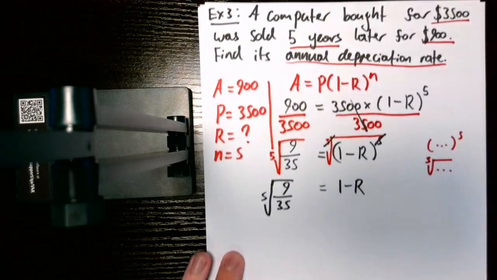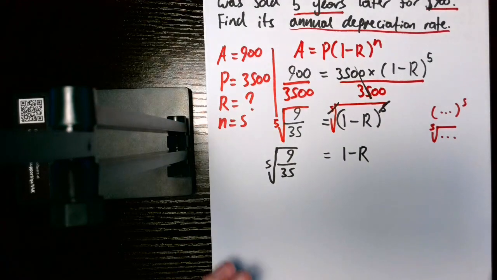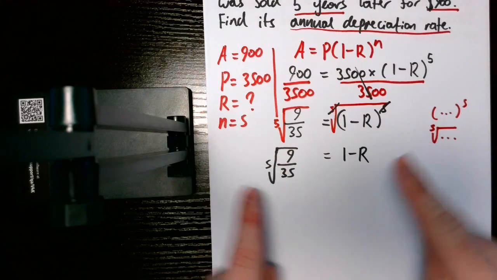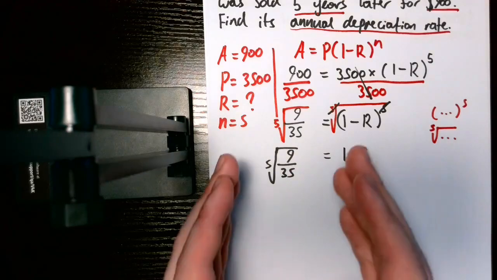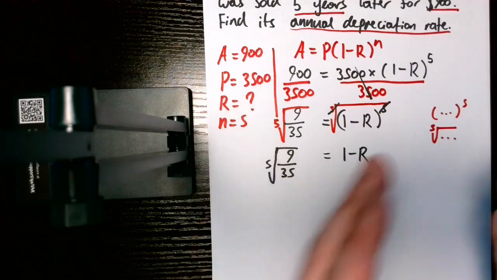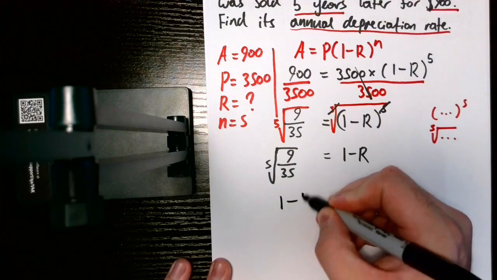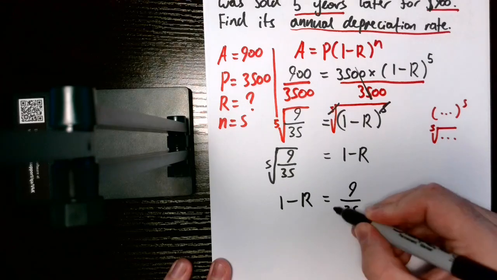Now I'm going to move this up so you can see with a little bit more room. What I want you to do from here is flip the equation. I'm going to put the 1 minus R on the left-hand side and the fifth root of 9 over 35 on the right-hand side. So I'll end up with 1 minus R is equal to the fifth root of 9 over 35.